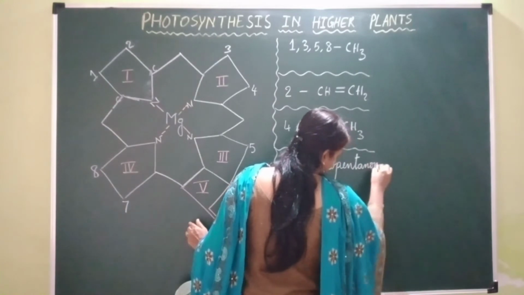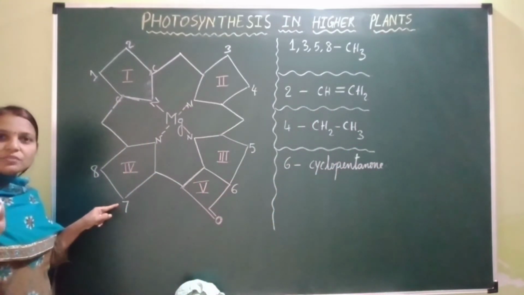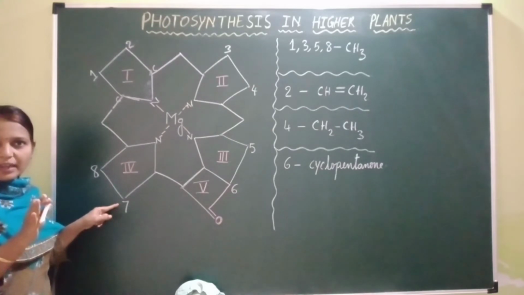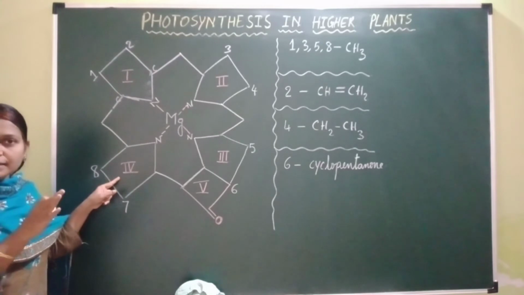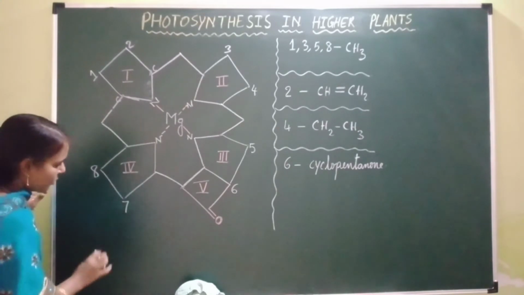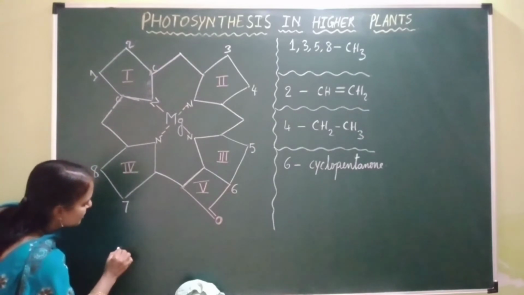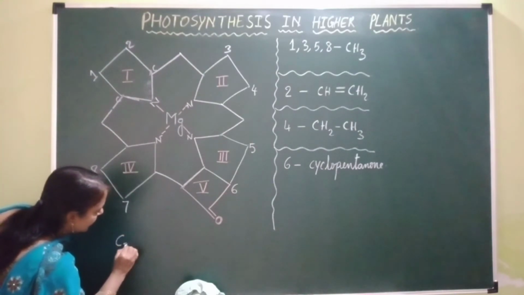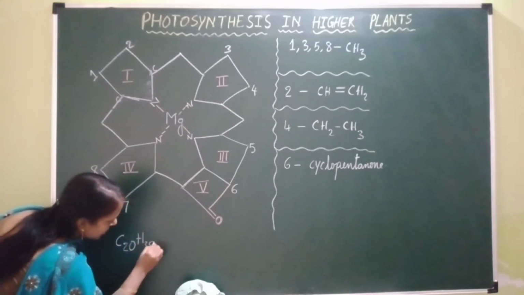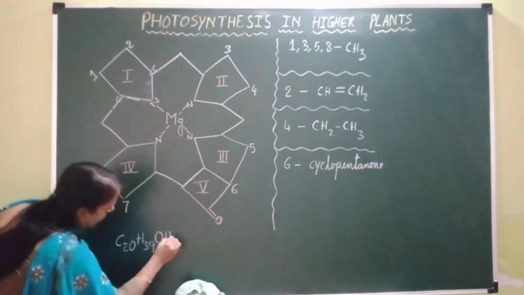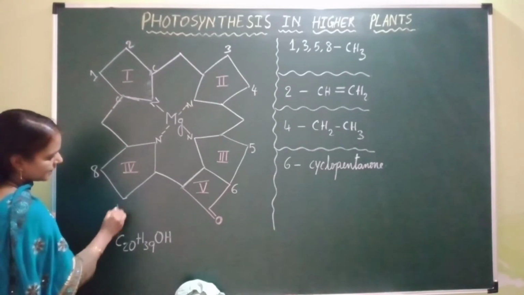Now coming to 7th position. At the 7th position, phytol tail of chlorophyll A is attached to its head. So what is the molecular formula of tail? Tail is 20 carbon tail. So what is molecular formula? C20H39OH. Actually, at the 7th position, propionic acid is present.